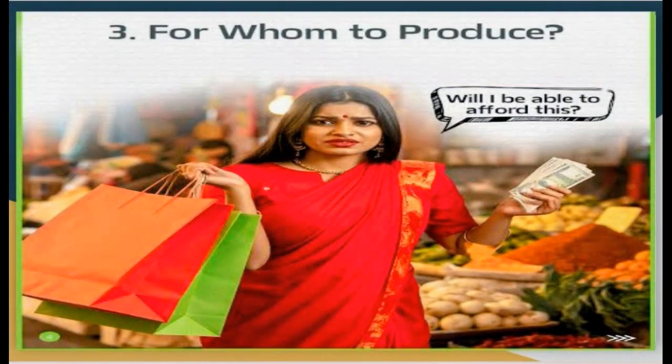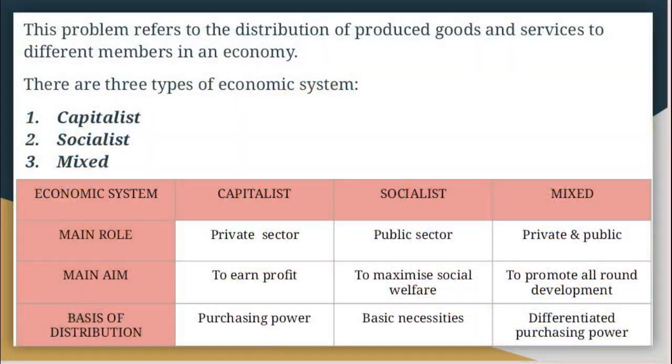Now, the third central problem of an economy is for whom to produce. It means the goods and services which are being produced in the country or economy should be distributed on what basis. This problem refers to the distribution of produced goods and services to different members in an economy.